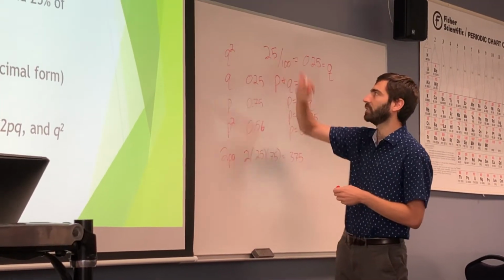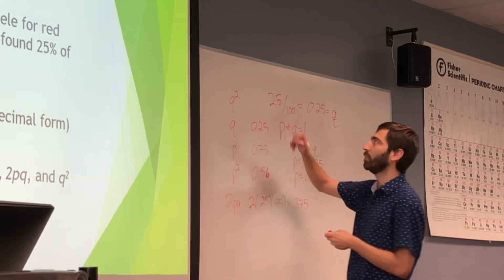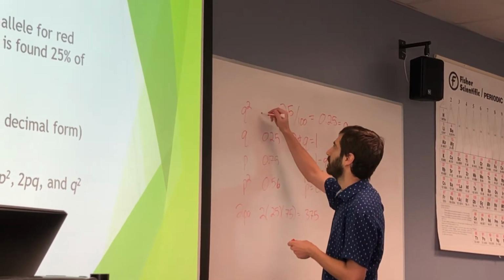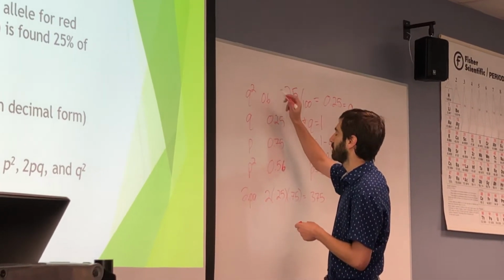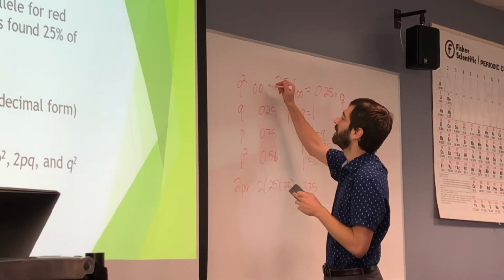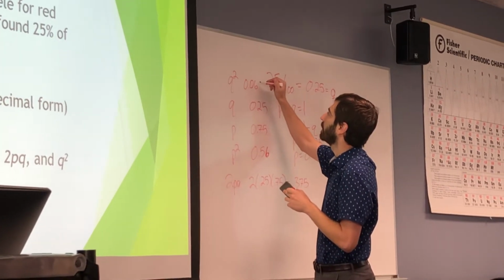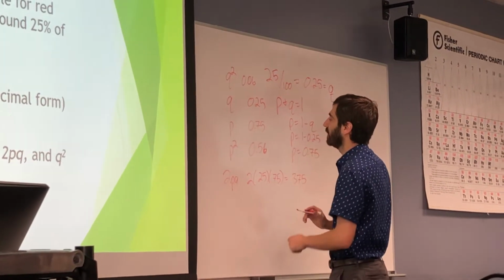And then lastly, we could just go back to q squared. We can just do 0.25 squared again. So that's 0.06. What is that? 0.0625. 0.0625, we'll leave it at 0.06.